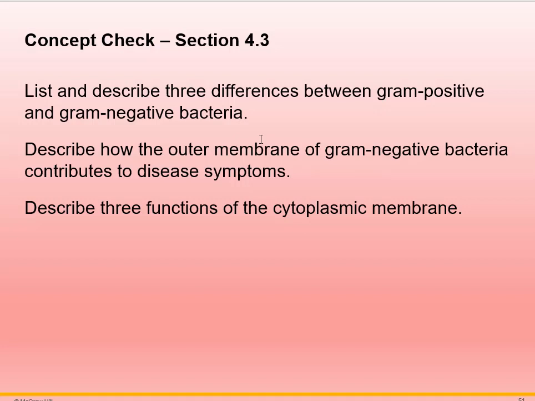So the concept check questions for section 4.3: list and describe 3 differences between gram-positive and gram-negative bacteria. And for the test, you should be able to, if I give you a list of structures, tell me if it's gram-positive or gram-negative or both or neither. So I'm tricky like that. Describe how the outer membrane of gram-negative bacteria contributes to disease symptoms. And then describe 3 functions, there are many functions, but 3 functions of the cytoplasmic or cell membrane.